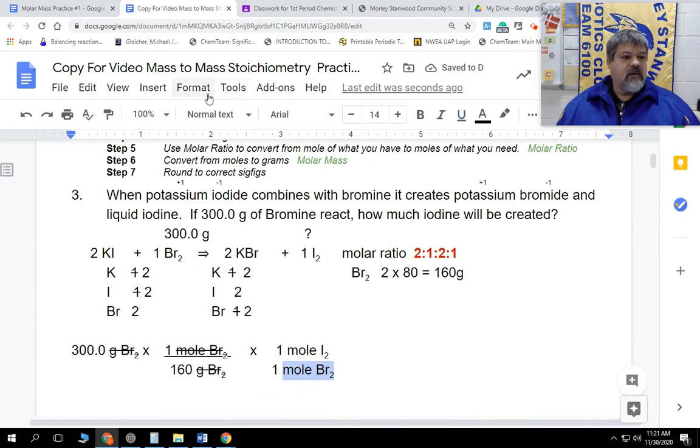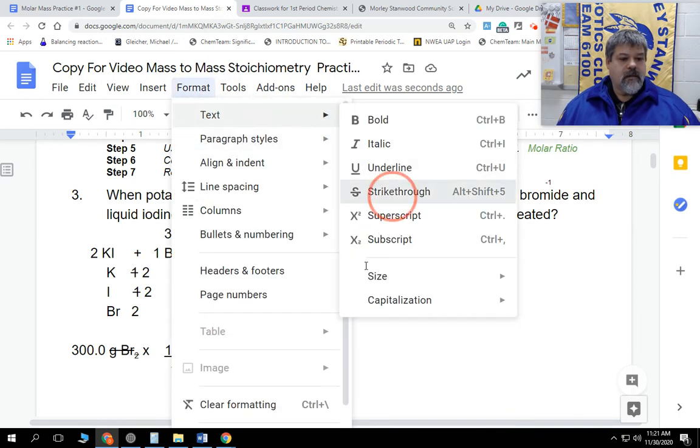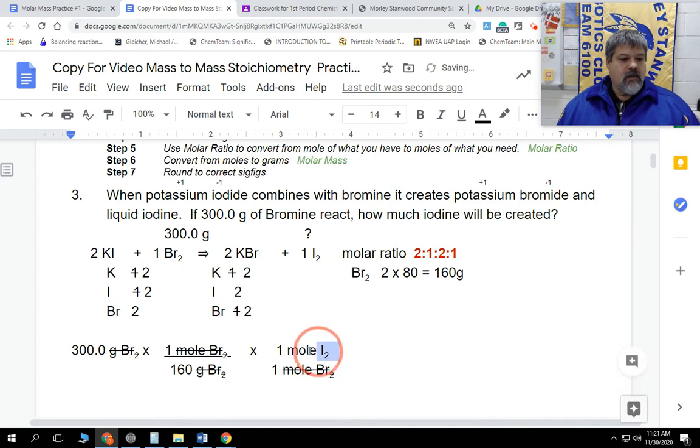Get rid of that one also. And we're going to underline this. So now that we have that underlined, we can't put our equal sign in yet because we still got to convert it. We have moles, now we got to go back to grams.